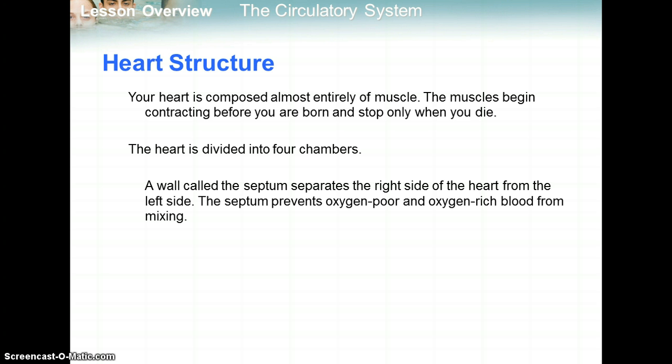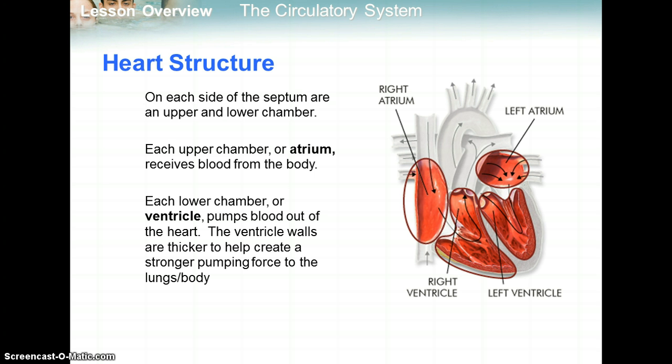There are basically 4 chambers in the human heart. There's a wall called the septum that separates the right side from the left side. The septum prevents oxygen poor blood and oxygen rich blood from mixing, because the right side of your heart is where the oxygen poor blood comes in, and the oxygen rich blood comes in on the left-hand side of your heart.